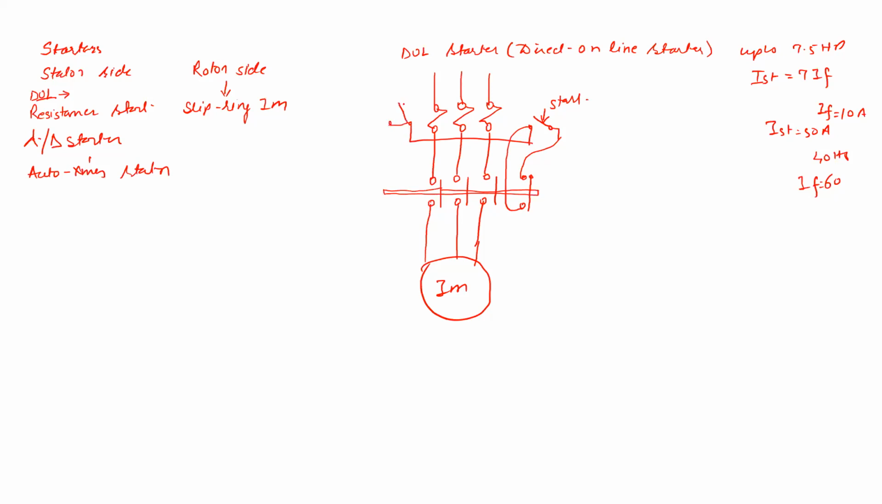Stop button is always normally closed, and it is connected in series with the holding coil or plunger, isn't it? So this is the control circuit. This is called a control circuit, whereas this is called a power circuit.